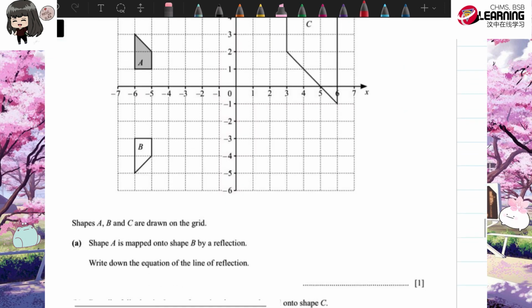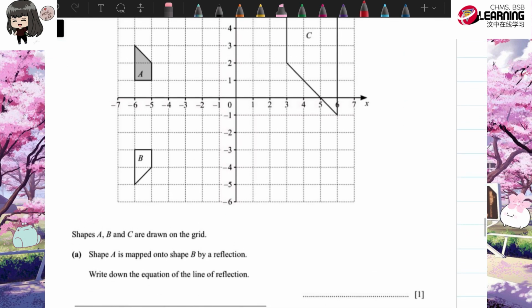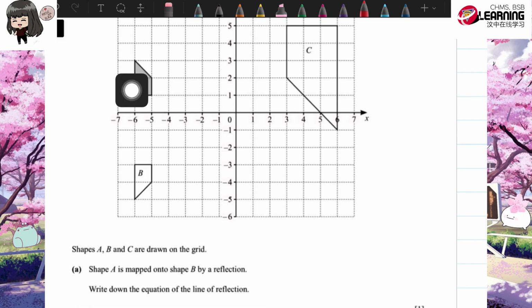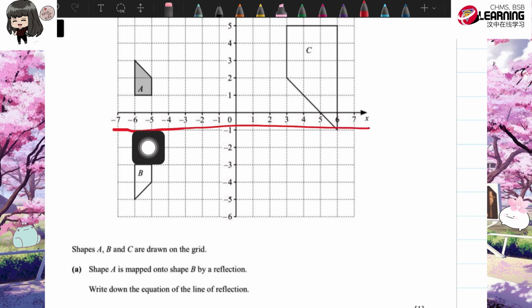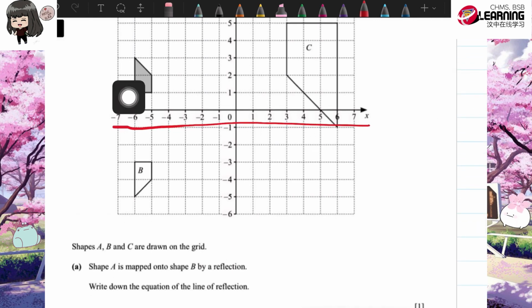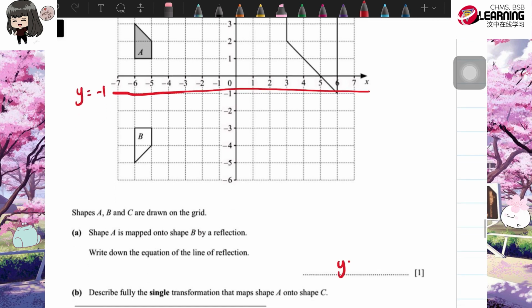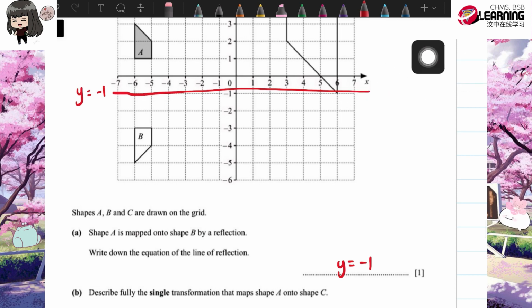Now number 6, shape A is mapped onto shape B by a reflection. Okay, this is a reflection, right? This one. So we need to find the equation of the line of reflection. Means we need to find the line. The mirror line is actually this line. Okay, supposed to use a straight line ruler. So this line, they did not ask you to draw, but then I just draw it out for you to see it's a reflection of this line. And this line equation is y equals negative 1. So the equation is y equals negative 1. Okay, horizontal line is always y equals.